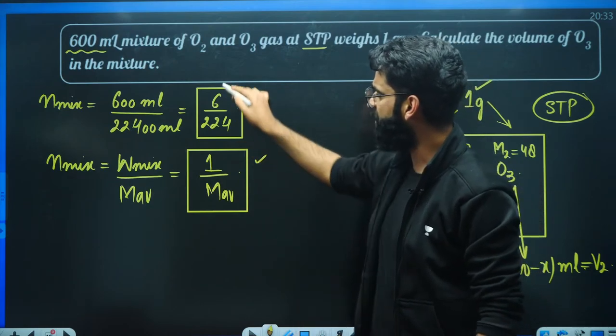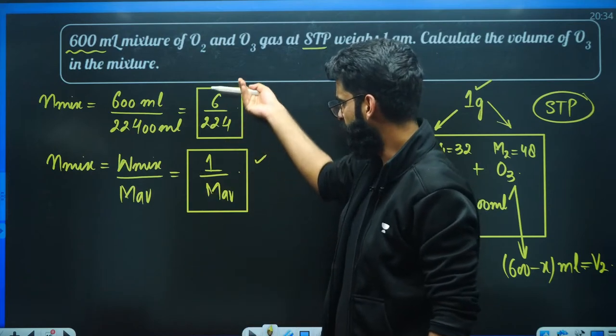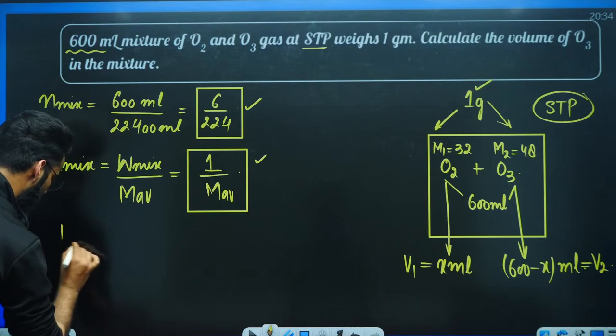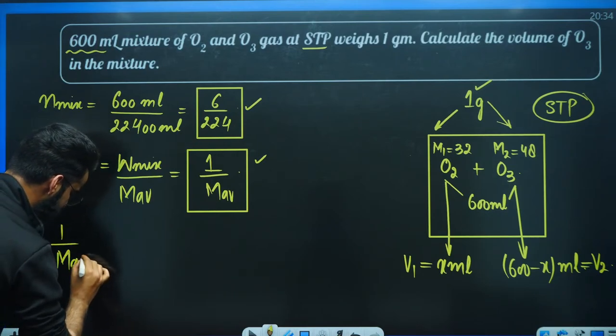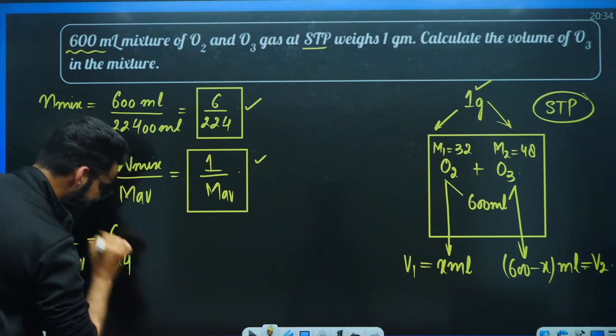Now look at equation 1 and 2. Number of moles present in the mixture, number of moles present in the mixture. So from equation 1 and 2, I can directly equate these two. I can say 1 divided by MAV is equal to 6 upon 224.